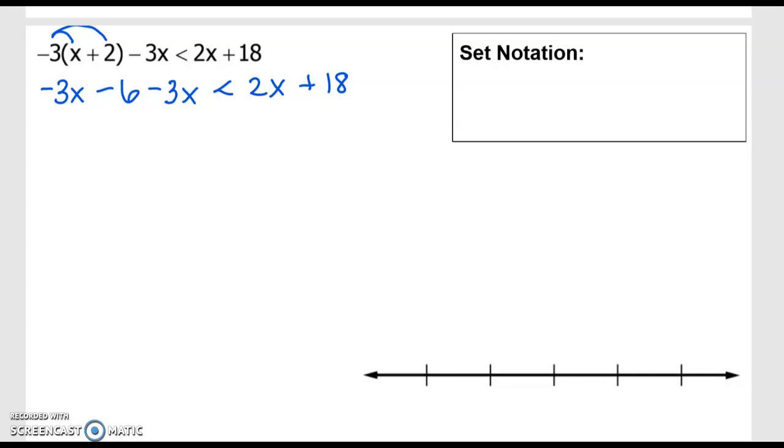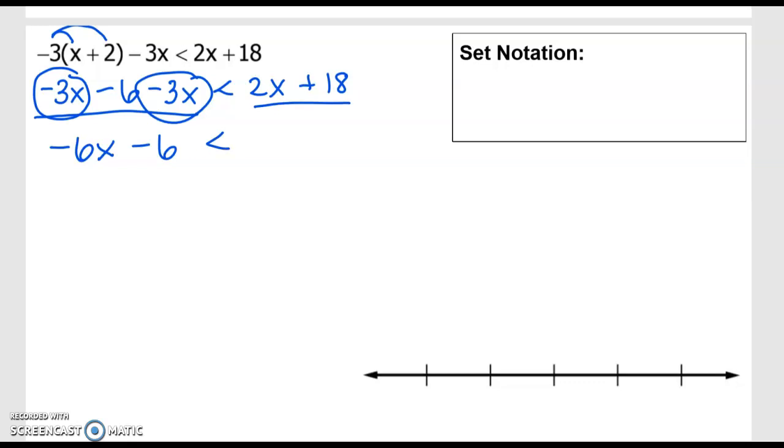Okay, any other parentheses? No. Let's look for like terms. Let's look just at the left side. Can I combine anything on the left side? Well, sure. I got a -3x and a -3x. So that's going to be -6x minus 6. Is there anything to combine over here? Well, no, because I have an x and I have a constant. So that's 2x plus 18.